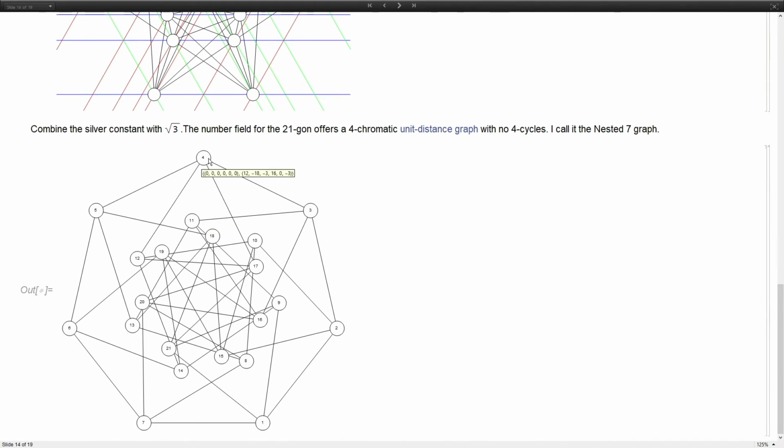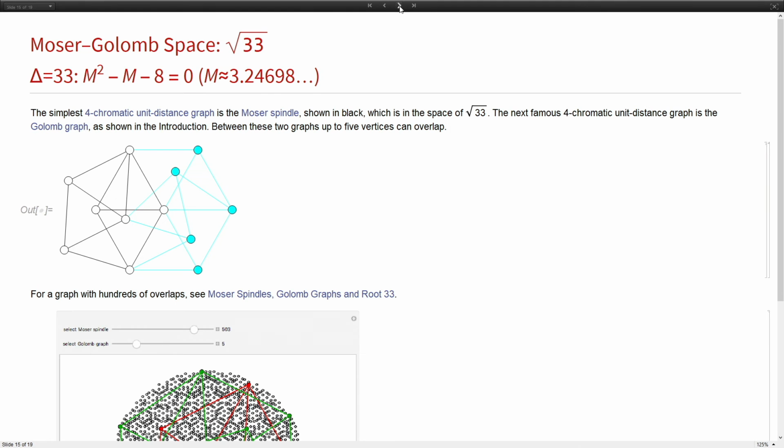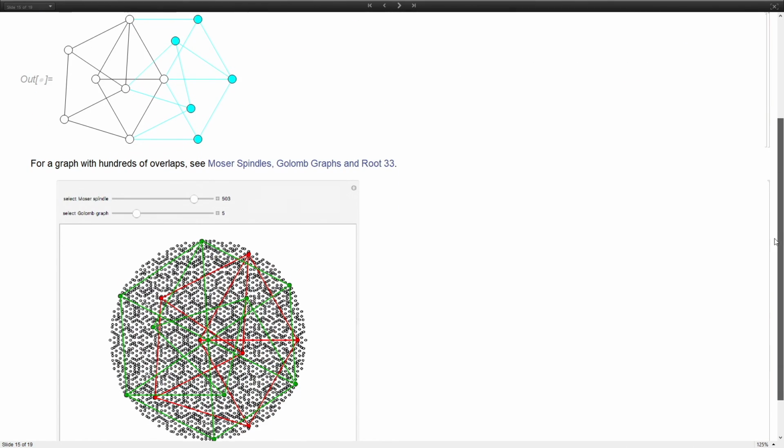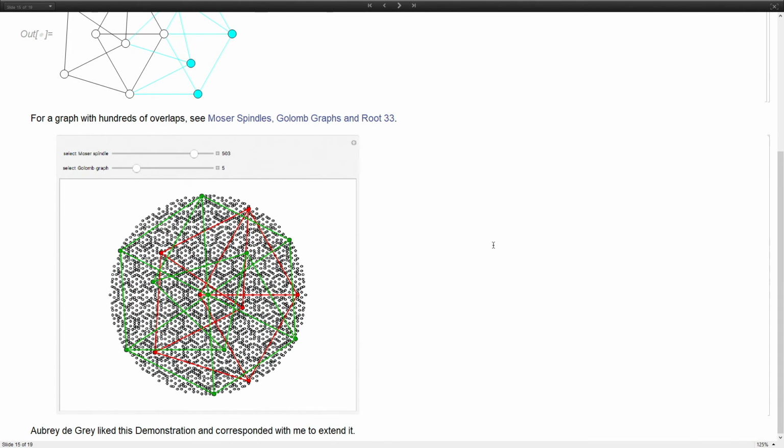And here's something else I found with the 7-gon, the 7-2 star, and the 7-3 star. You can nest them together to get this unit distance graph that has fairly incredible properties. Another unit distance graph that's more famous is the Moser spindle. That's in black here. The Golomb graph, which I mentioned at the start, is in blue here, and they overlap. So I wrote this demonstration to see how many overlaps I could get between Moser and the Golomb graph. And this guy named Aubrey de Grey really liked this demonstration.